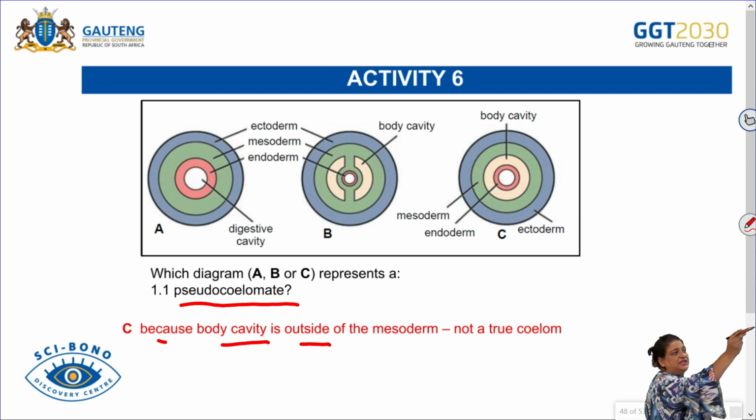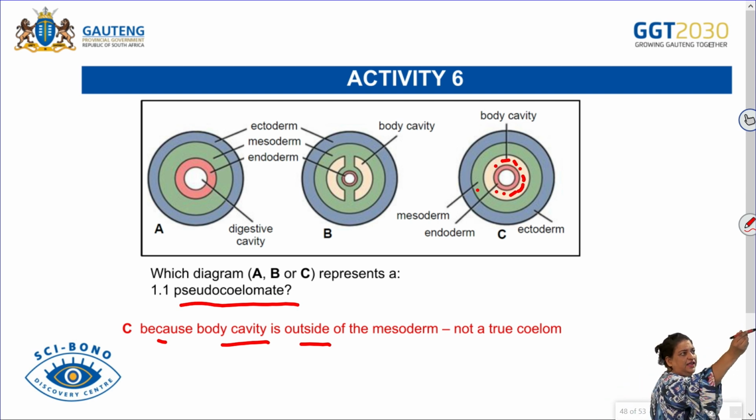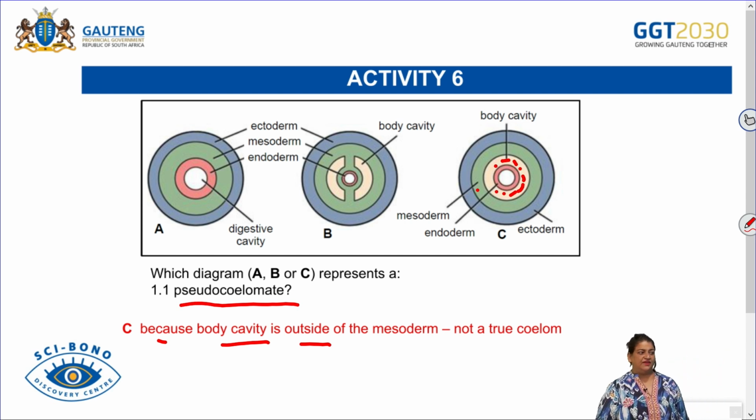Remember, the mesoderm must be in the middle, right? And then your endoderm. But now here, when the body cavity is outside the mesoderm, here's the mesoderm. So this body cavity here is on the outside of the mesoderm instead of being inside of the mesoderm. When it's inside, it's a true body cavity. But when it's outside of the mesoderm, it's not a true body cavity. It's called what? A pseudocoelomate.